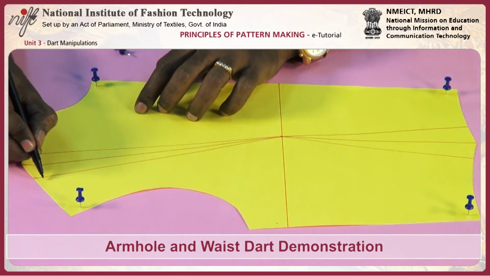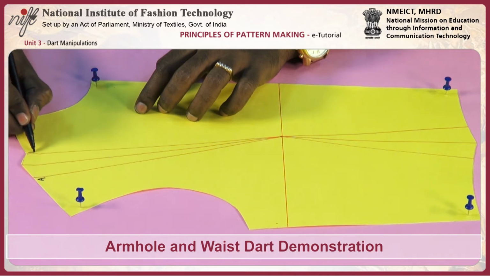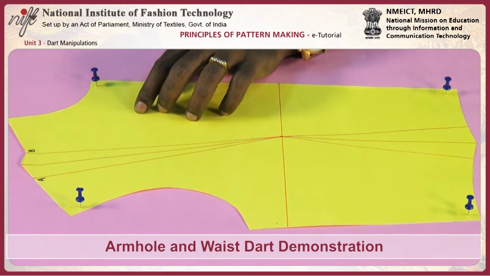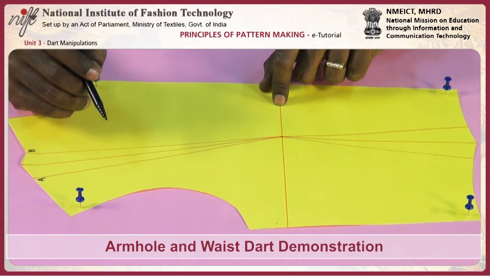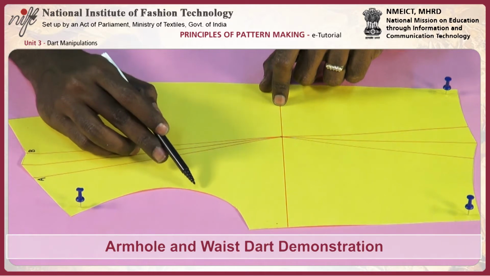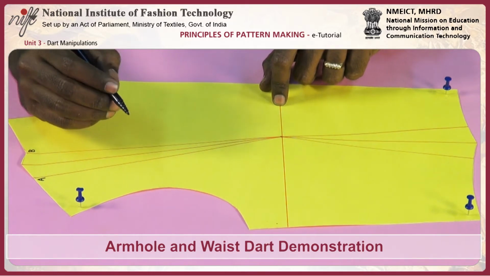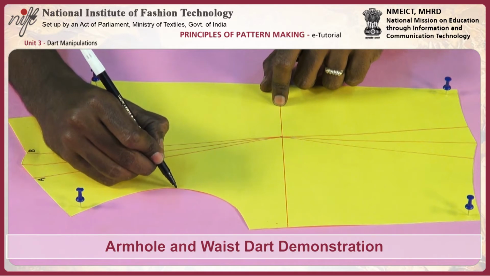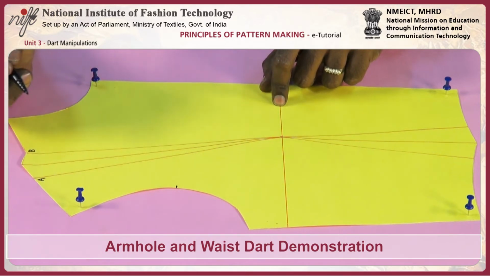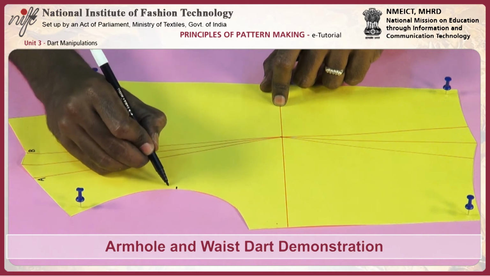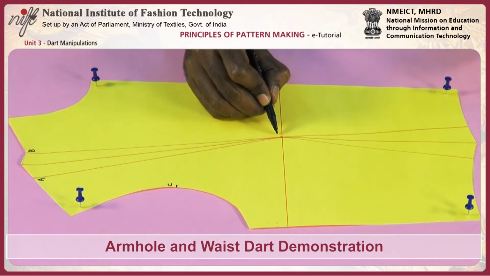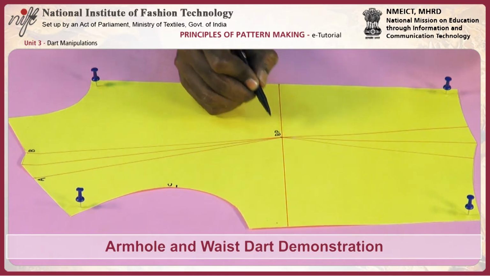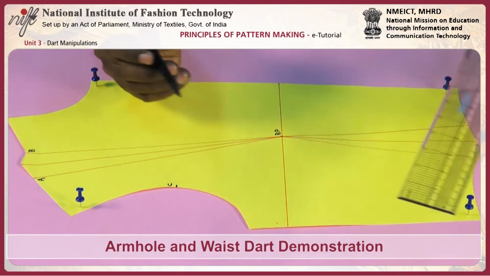First mark A and B at the shoulder dart, then decide where you want the dart at the armhole. You can mark mid armhole or anywhere you want. Now I am marking here where you want the armhole dart, then mark C. Now connect C to bust point.